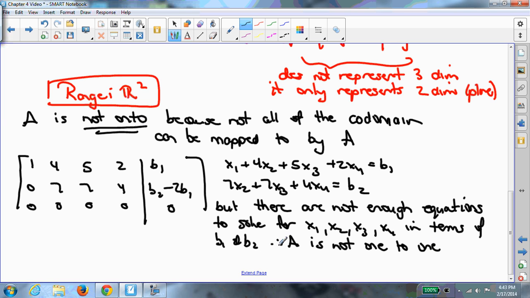To be 1-to-1, I need to be able to find an inverse function, or I need to show that every element can be mapped to a unique element in the domain. Since I cannot define an inverse function, meaning I can't solve for x1, x2, x3, and x4 in terms of b1 and b2, it is not 1-to-1.